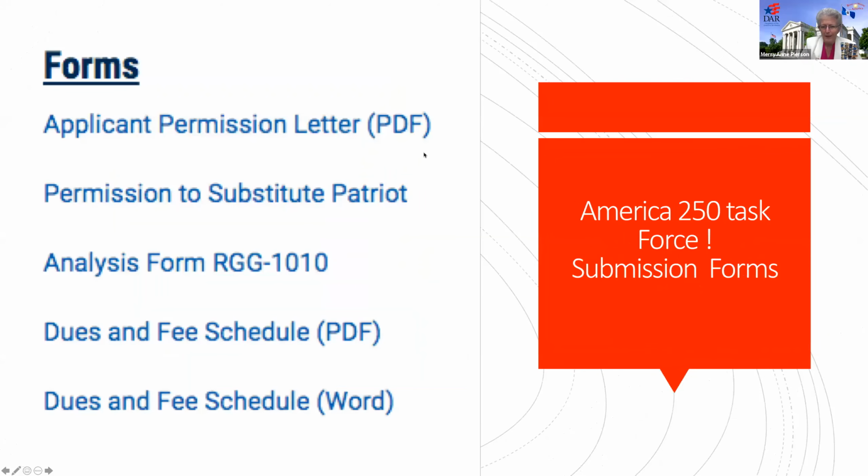There's a couple of things, some of the requirements from the task force have changed. There's different permission letters, and it's really a permission to substitute a new patriot, and it isn't quite as difficult with the forms as it was.